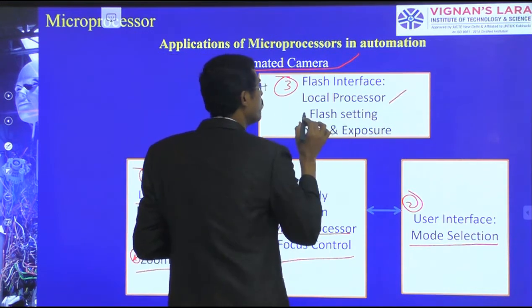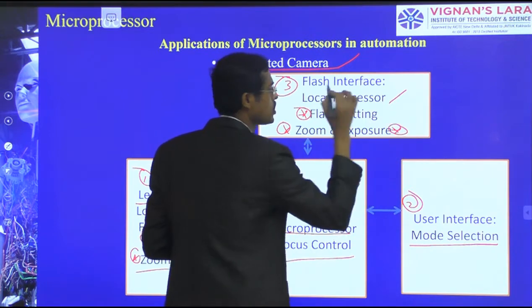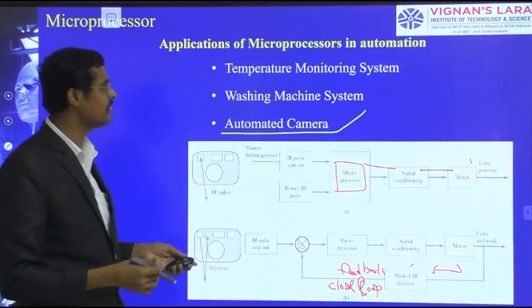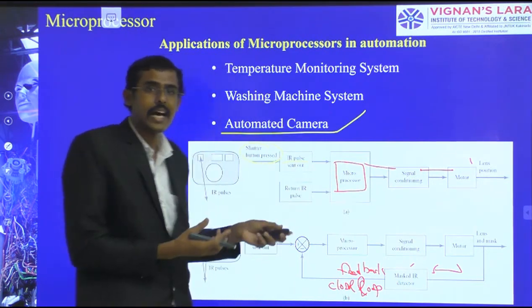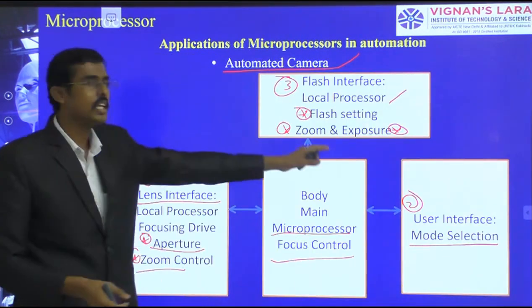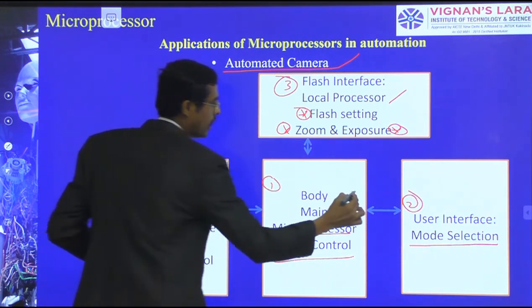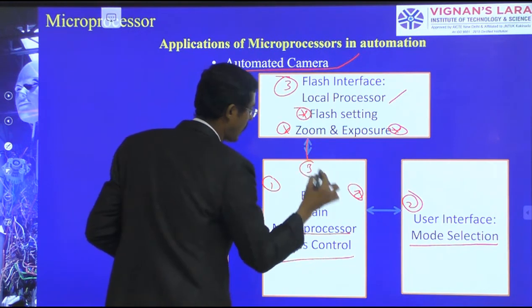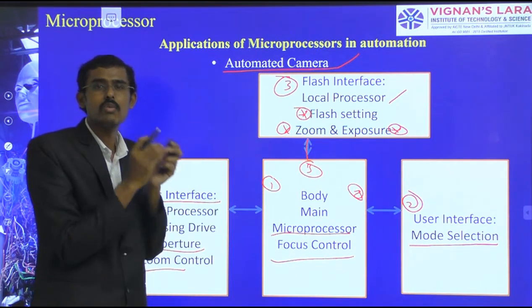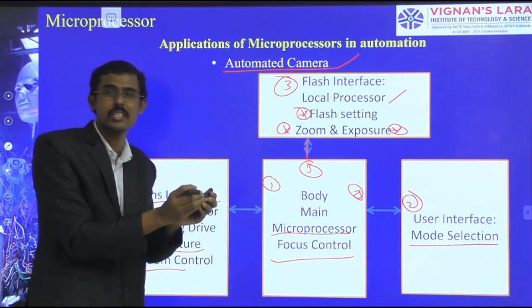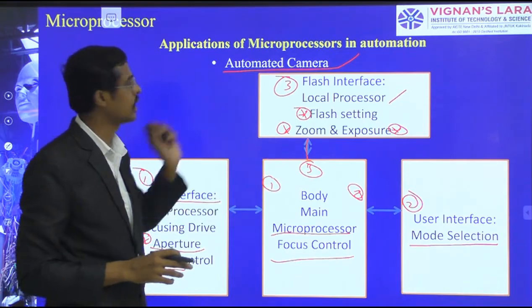Local processor, flash shading, and then zooms and exposures. How much brightness? Just like that, we have mentioned simply the lens positions, but here I am mentioning multiple tasks. Three interfaces are attached to this microprocessor. One is attached here, and two and three are attached to do multiple tasks. Therefore, we are using this microprocessor as an application in the camera. So you have to keep this in mind.